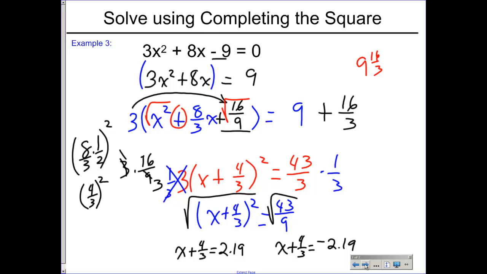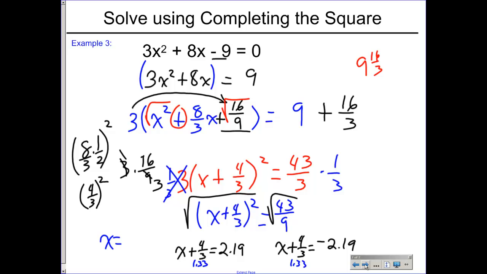At this point, since we're rounding our answers, I'm going to go ahead and take that 4/3 and put it into a decimal. So 4 divided by 3 is going to give me about 1.33. And this one's going to be a 1.33 also. So what I got to do is subtract 1.33 from both sides.